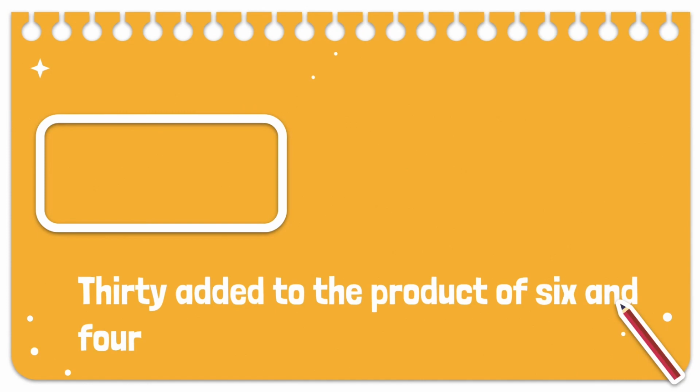Okay, next. 30 added to the product of 6 and 4. So, yung 30, inadd daw dun sa product ng 6 and 4. So, i-translate natin siya sa algebraic expression. This will become 30 plus, open and close parenthesis, 6 times 4. Yung x dito is not variable ha. Ayan ay symbol. Operational symbol. So, 6 times 4. Okay, so no variable tayo dito.